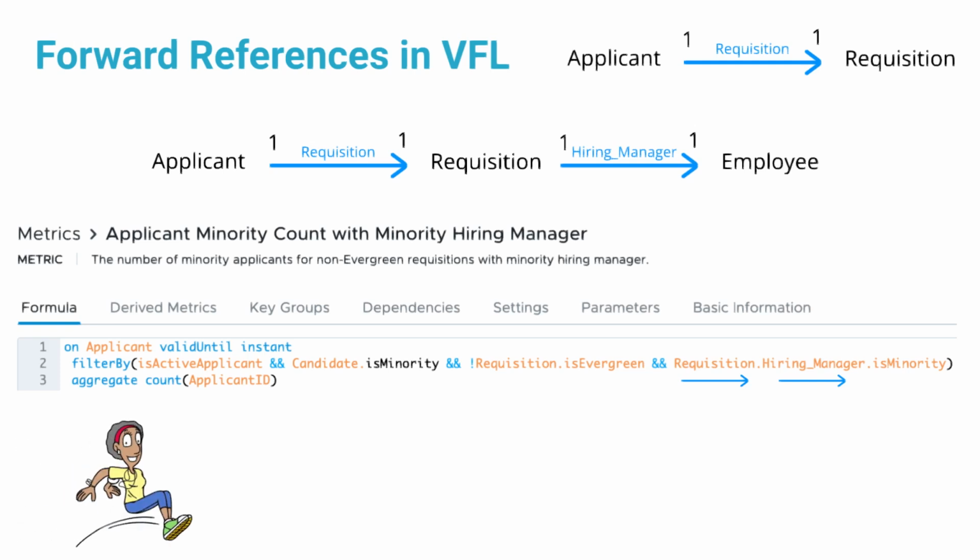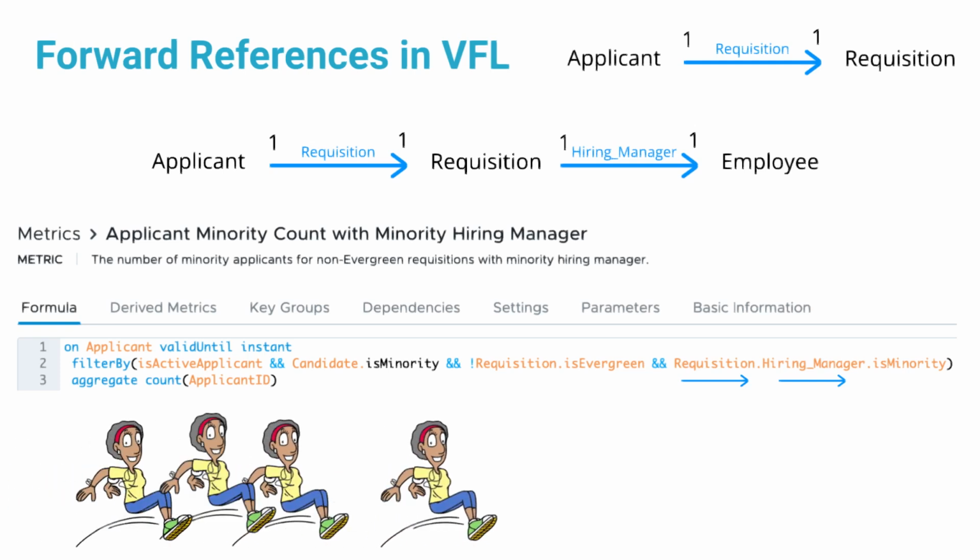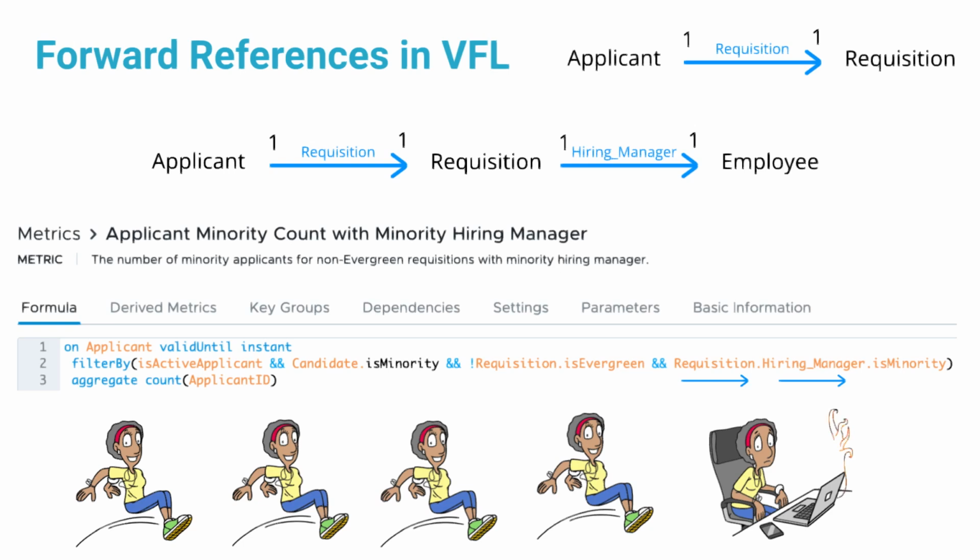While VFL allows jumping through multiple layers of forward references, each additional jump adds computational complexity. For instance, traversing two layers as shown above is reasonable, but jumping through many layers could significantly increase the time and resources needed to calculate the metric.